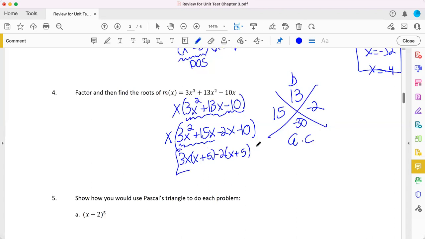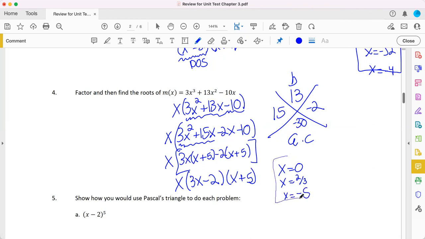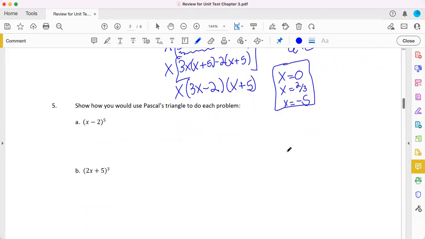And don't forget that x is still in the mix at the front. So you have x, times 3x minus 2, and x plus 5. Set these equal to 0. You'll get 1 root of x equals 0. Also, two thirds and -5. So 3 roots. Makes sense, right?